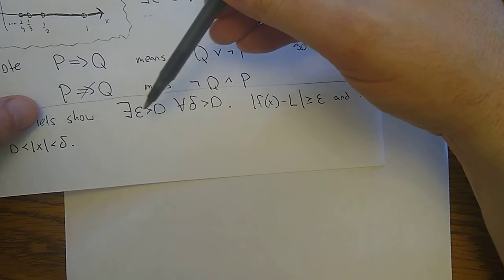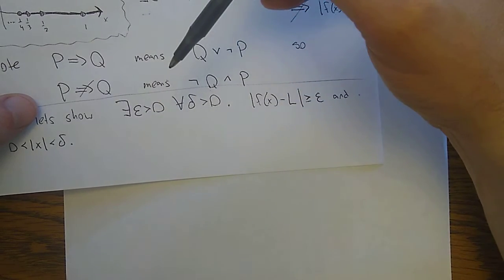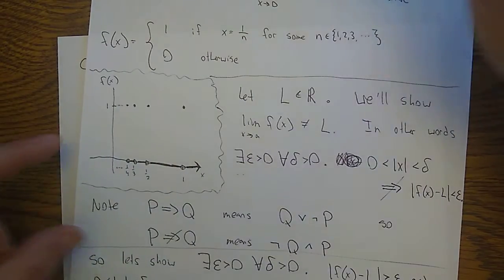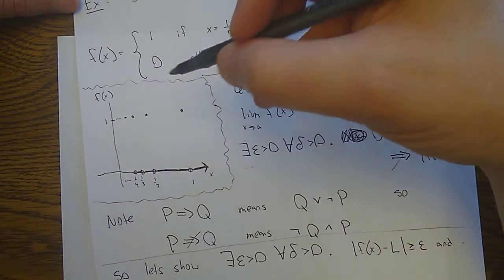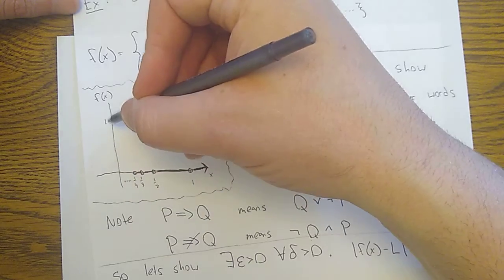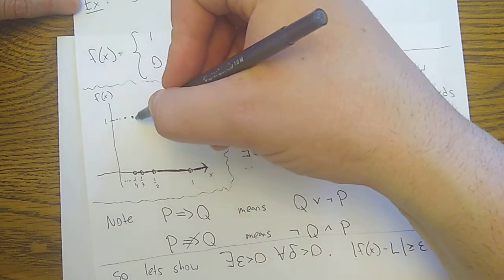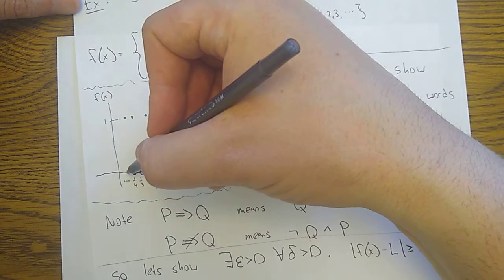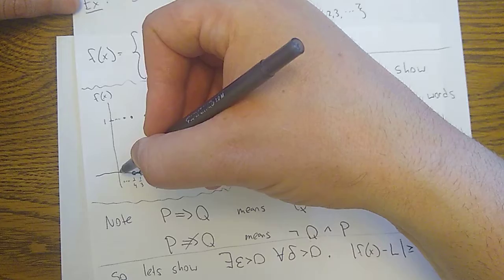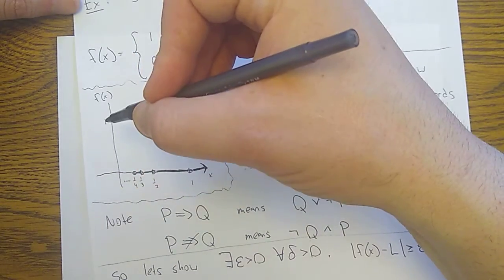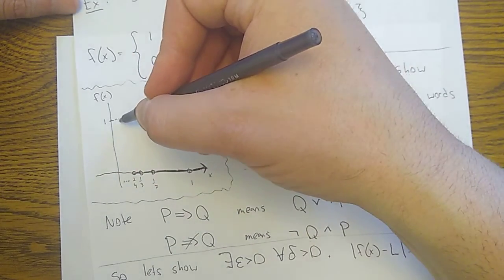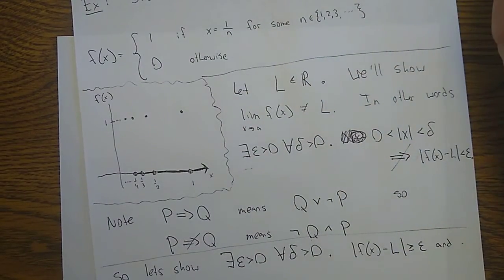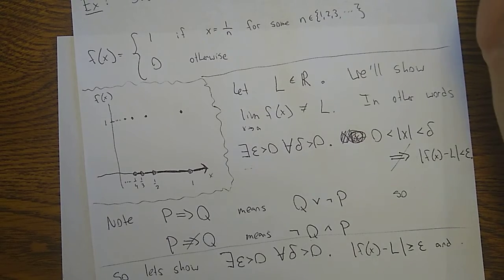I just need to show, so starting from the beginning here, that there exists an epsilon. Here's my intuition. As x approaches 0, I have all these points up here where f of x is taking the value 1, but I also have all these points down here where f of x is taking the value 0. So whatever my limit is, it's going to have to be close to 1, but it's also going to have to be close to 0, and of course that's going to be a problem.